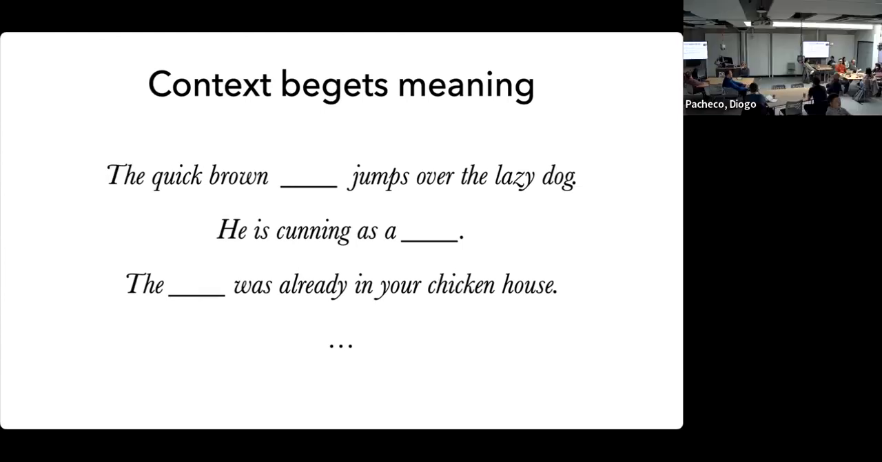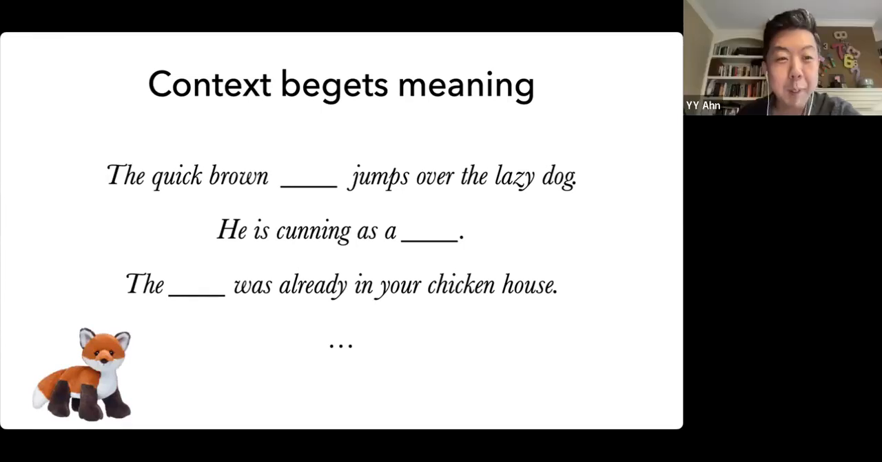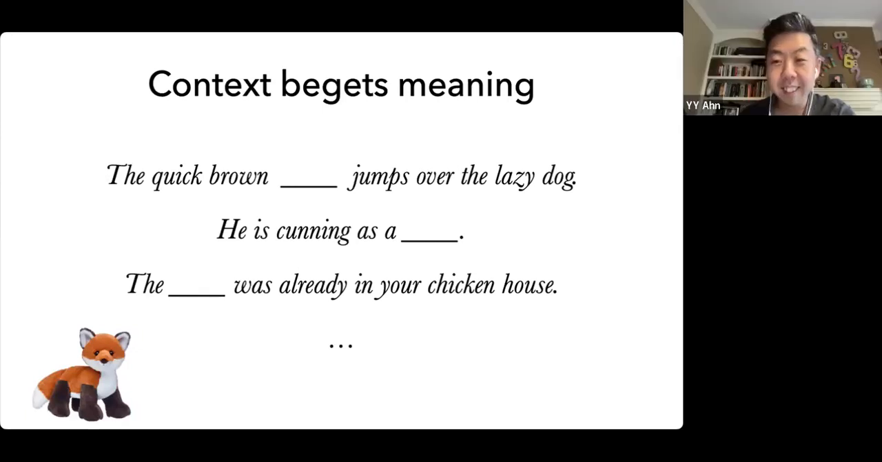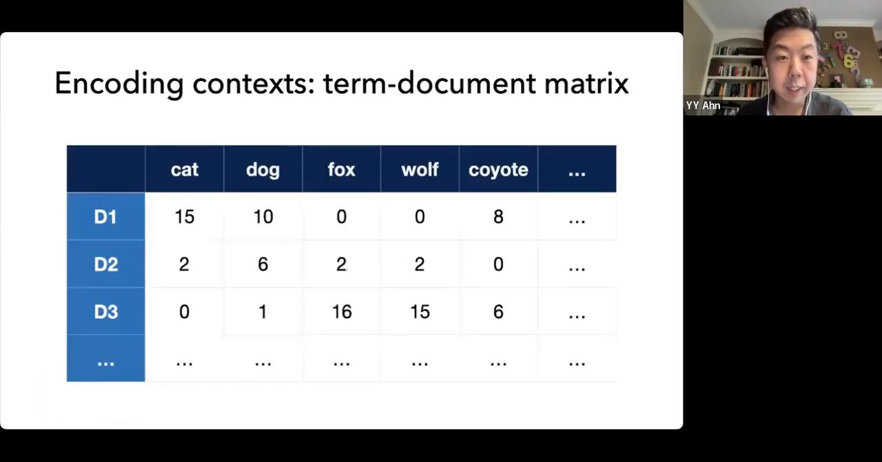Fox. Yeah, it's kind of obvious. It should be quick. It should be brown. It can jump. It's cunning, and it likes chicken or hens. So what this really demonstrates is that the context is what makes up the meaning of the word.